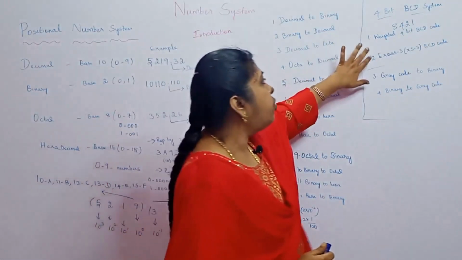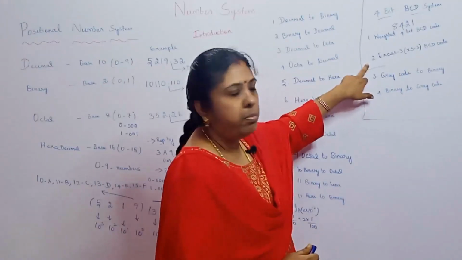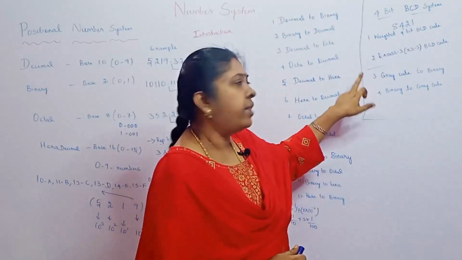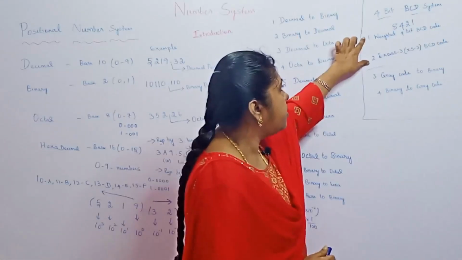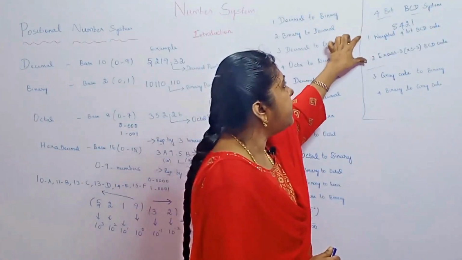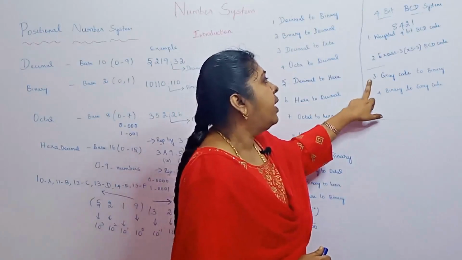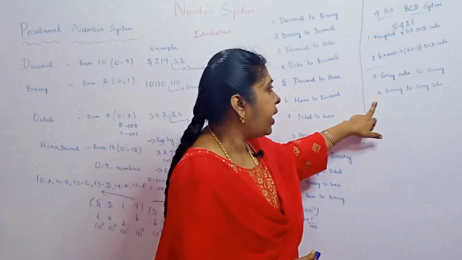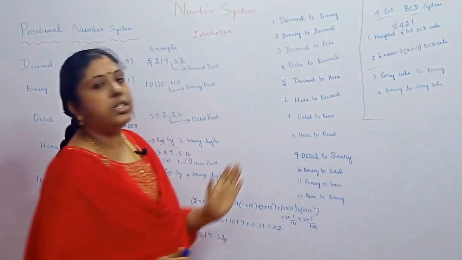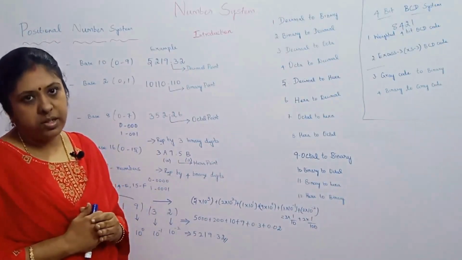In this, we have two types: weighted 4-bit BCD code and XS3 BCD code. Each has a different type of conversion. We are going to see both types of conversions, and within this 4-bit BCD system, these two systems are allowed. And then the next one is gray code to binary and then binary to gray code. These are all the conversions we are going to see in our next video.